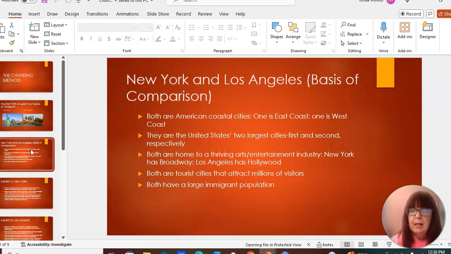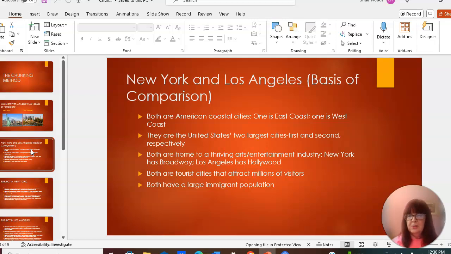Both are home to a thriving arts and entertainment industry. You know, we think of Broadway. When we think of theater, we think of New York. When we think of the movie industry, we think of Hollywood. I know that's shifting and changing in recent years, but by and large, Hollywood is still the city that we equate with the movie industry.